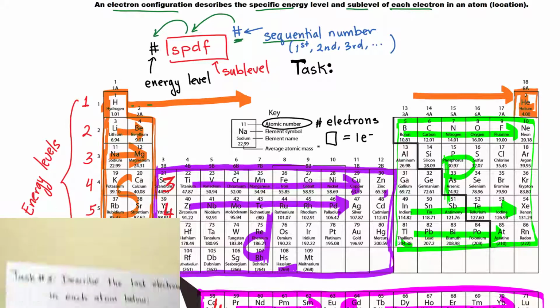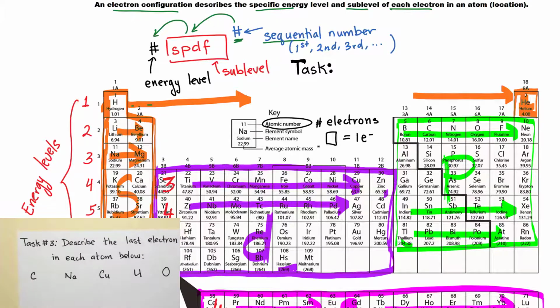Now let's get back to electron configuration. Describe the last electron in each atom below.